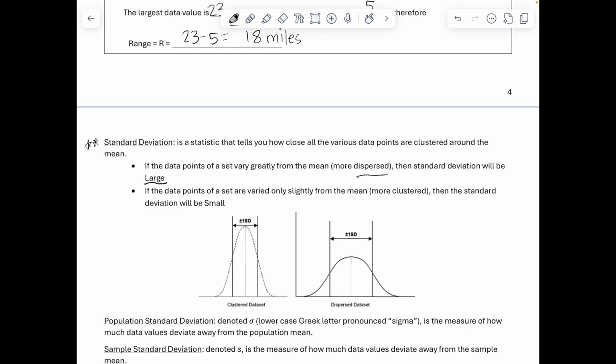If the data points in the set varied only slightly from the mean, or they're more clustered around that mean, then the standard deviation will be small. So there is a graph down below with our clustered data points that are close to the mean, and it has a smaller standard deviation, or where it's more dispersed, like that second graph, and it's more spread out, and so we have a larger standard deviation.